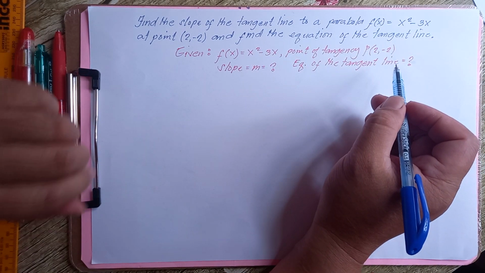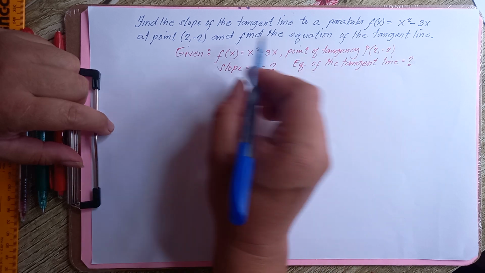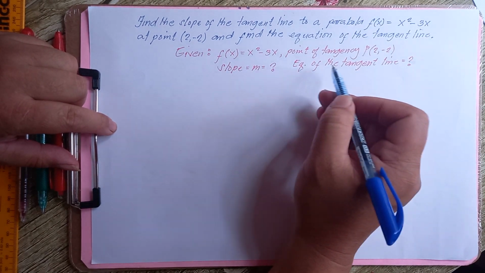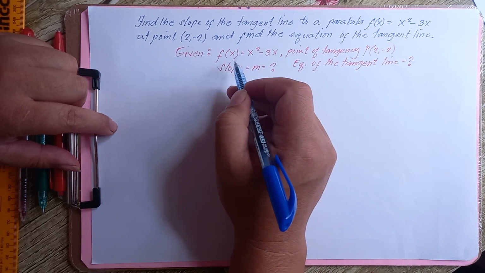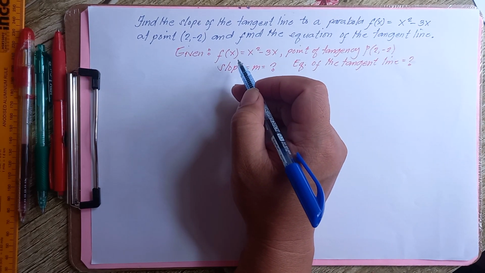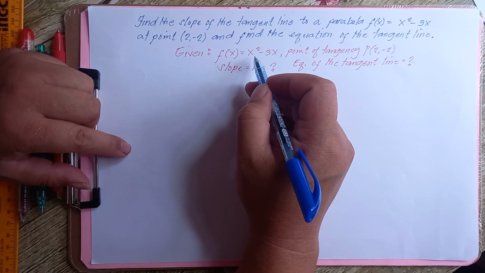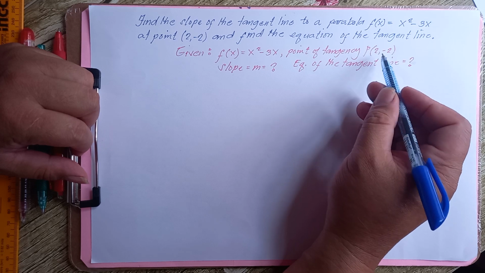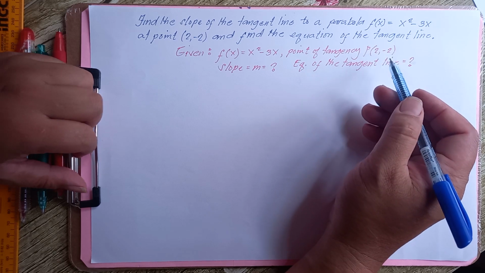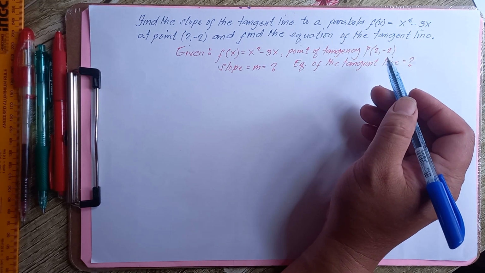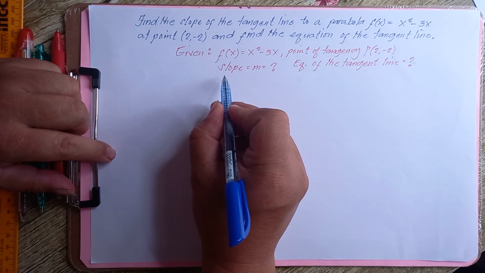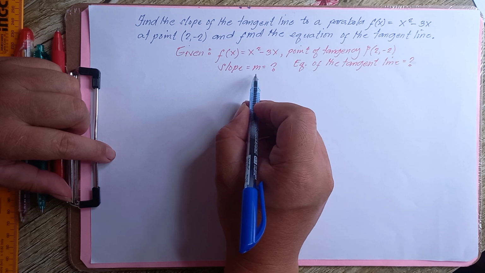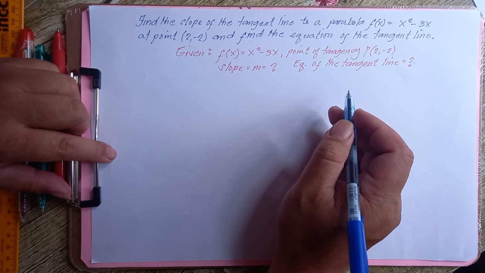Okay? So of course, before we start this one, we have to specify the given that is necessary in our computation. So we have in here the given, the function parabola, f of x is equal to x raised to 2 minus 3x, and the point of tangency, that is the same as (2, -2). So our unknown is the slope of the tangent line and the equation of the tangent line.